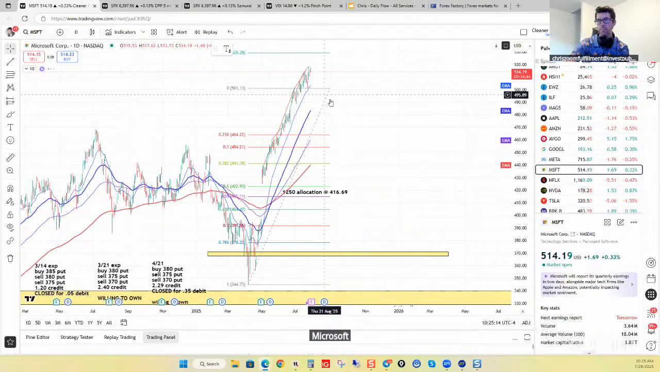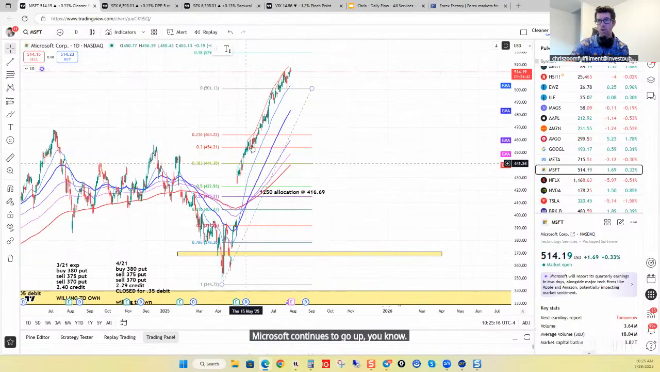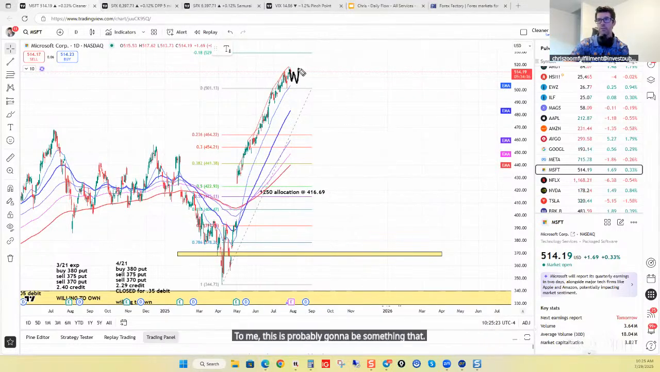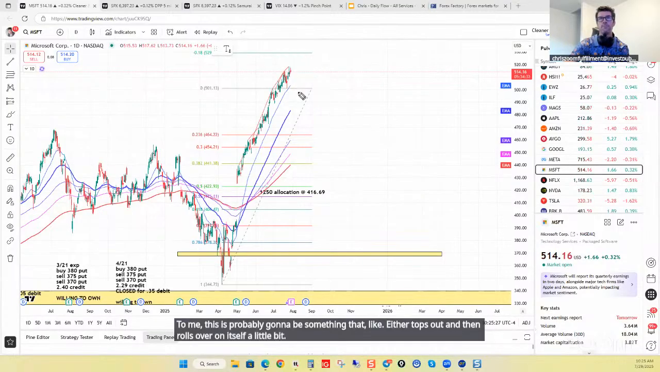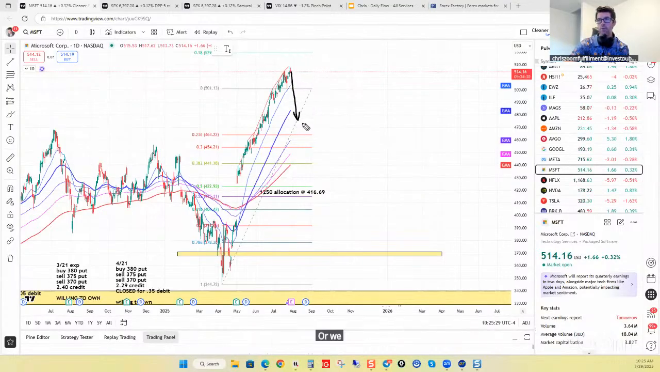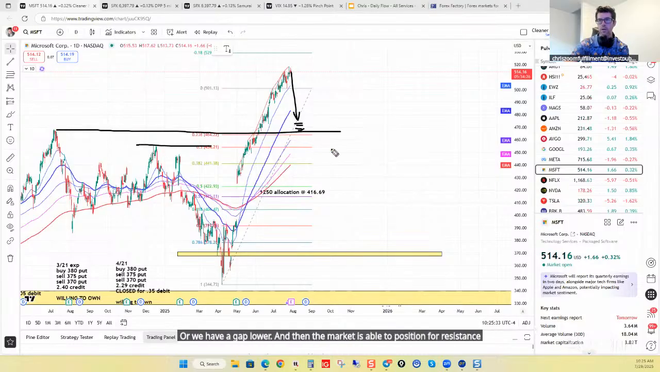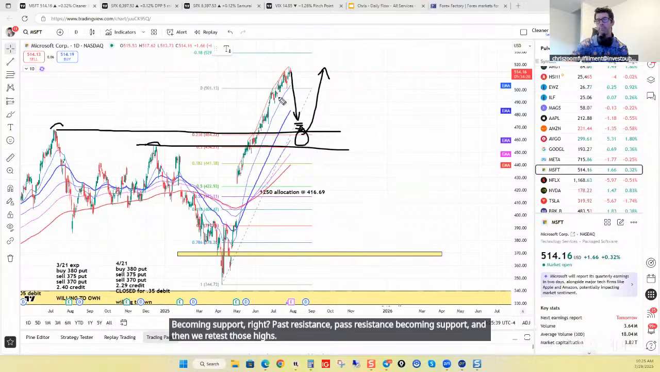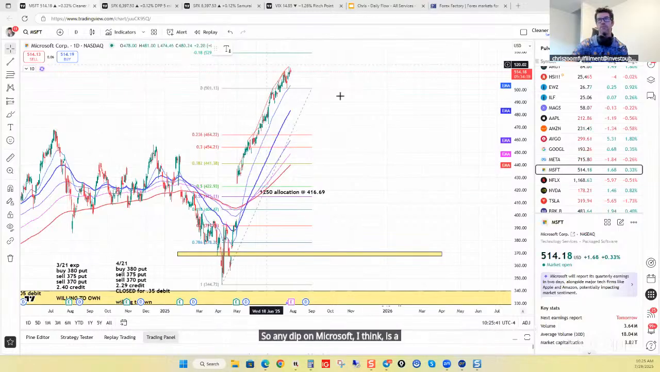Microsoft continues to go up, very overbought conditions all the way up. This has been overbought, it's just getting more and more extreme. To me, this is probably something that either tops out and then rolls over on itself a little bit, or we have a gap lower and then the market is able to position for resistance becoming support, right? Past resistance becoming support, and then we retest those highs. So any dip on Microsoft, I think, is a good opportunity to take advantage of a dip to get back to these highs.